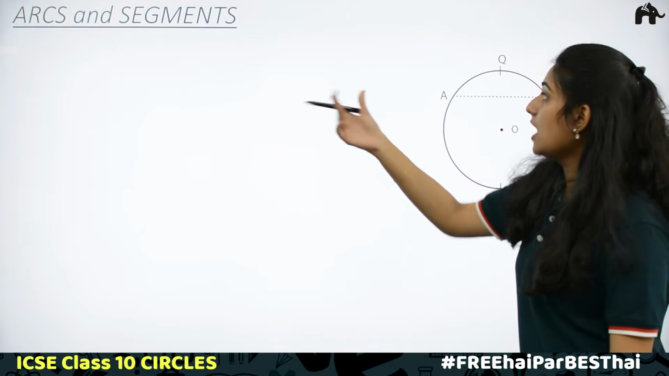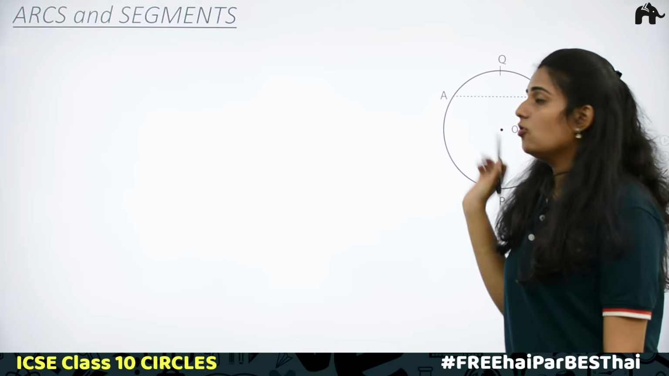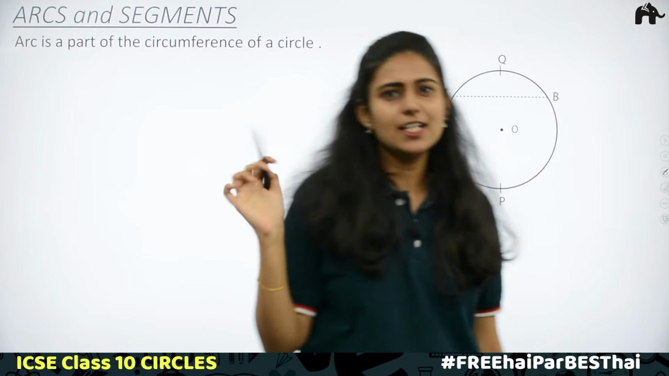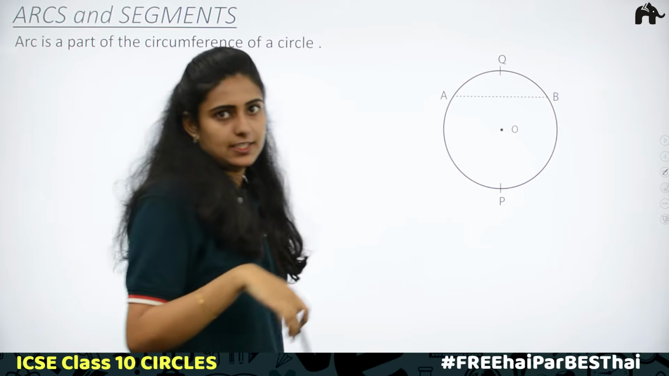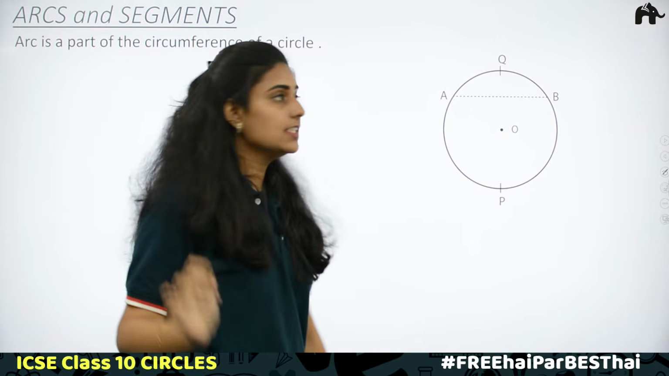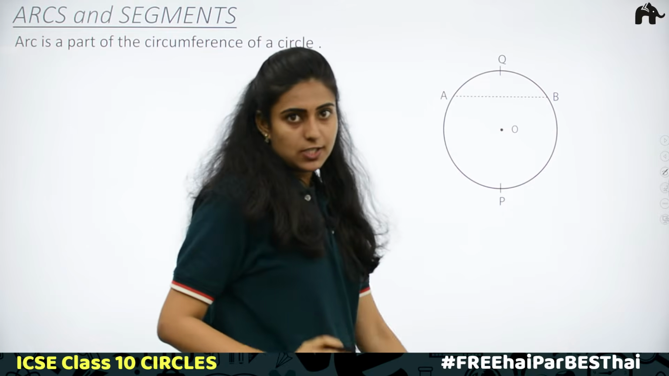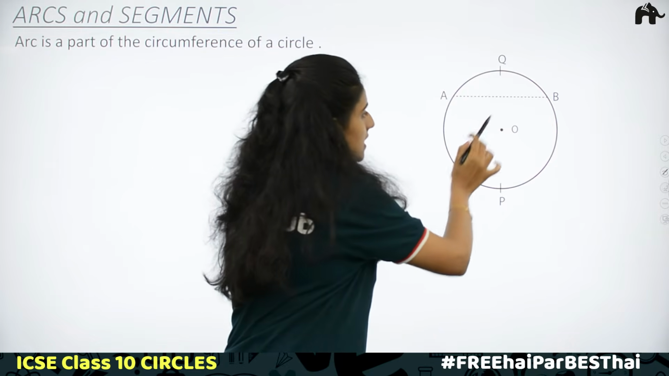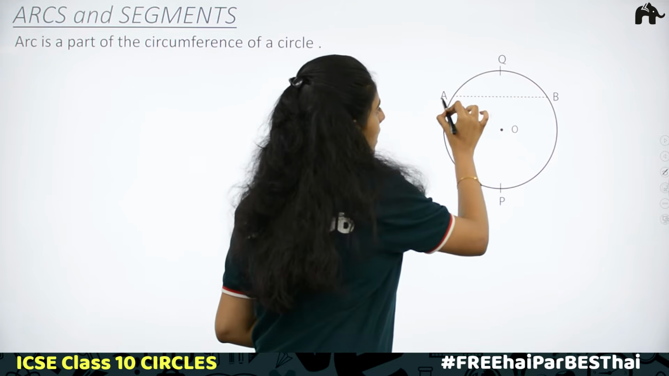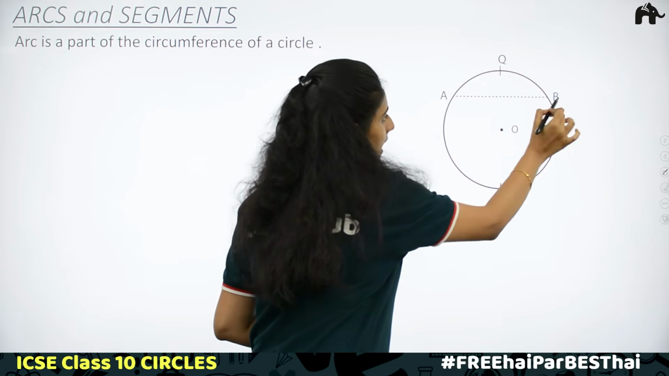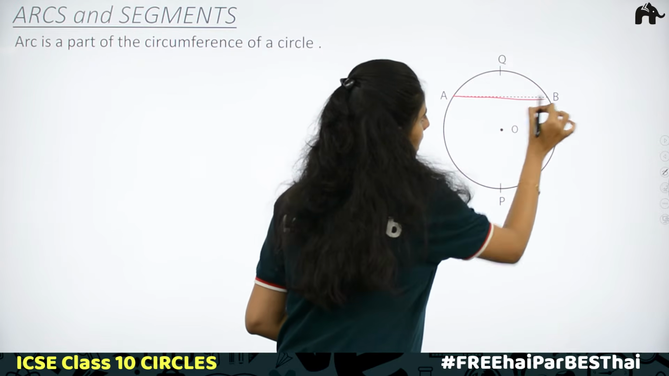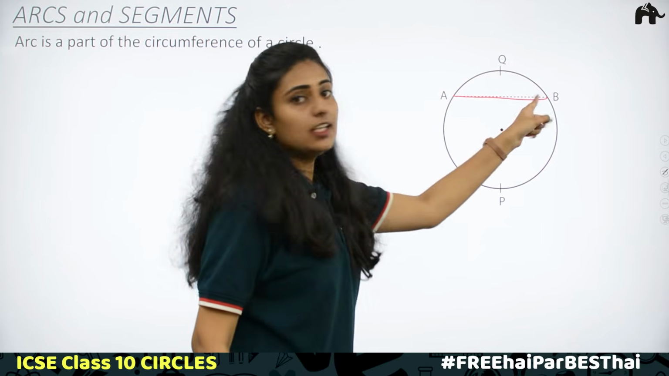Now, we will be discussing arcs and segments of a circle. What is an arc? Arc is a part of the circumference of a circle. Circumference is the perimeter of the circle. Yes, the measure of the total length of the circle is called the circumference of the circle. Here, consider the circle has a center O. Now, when I take these points A and B, I am drawing a line connecting A and B. This line is called the chord.